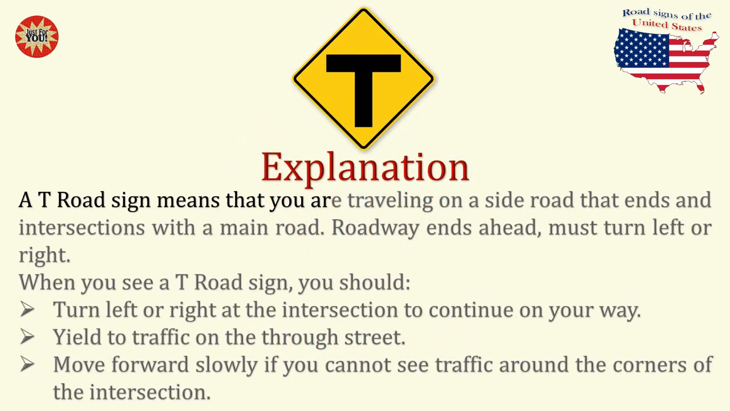Explanation: A T road sign means that you are traveling on a side road that ends in an intersection with the main road. Roadway ends ahead, must turn left or right. When you see a T road sign, you should turn left or right at the intersection to continue on your way. Yield to traffic on the through street. Move forward slowly if you cannot see traffic around the corners of the intersection.